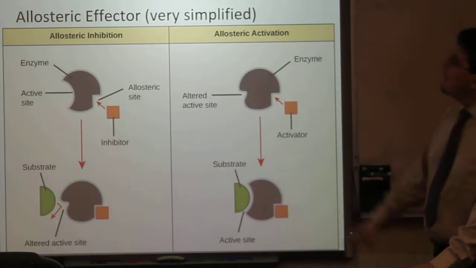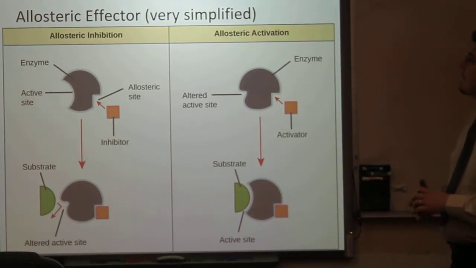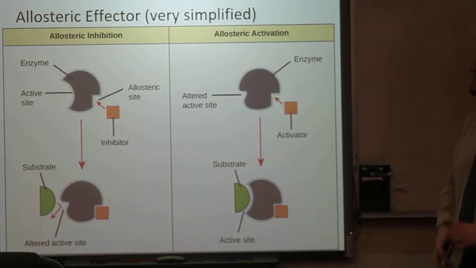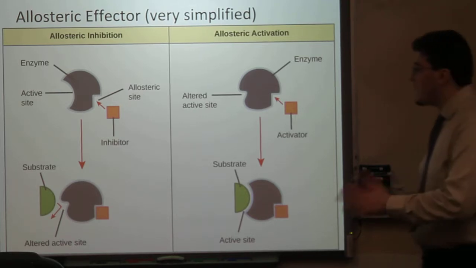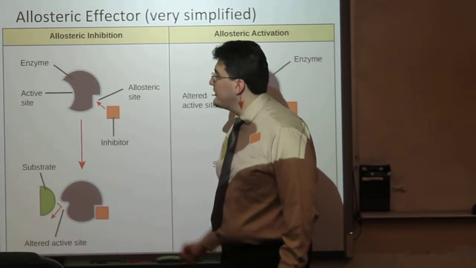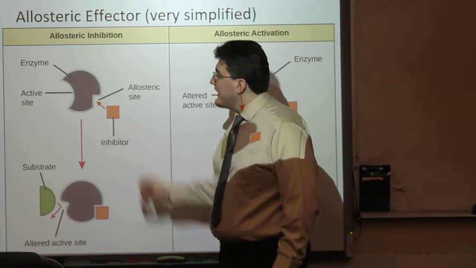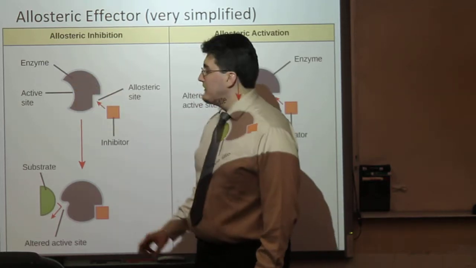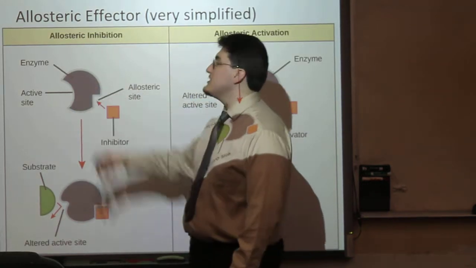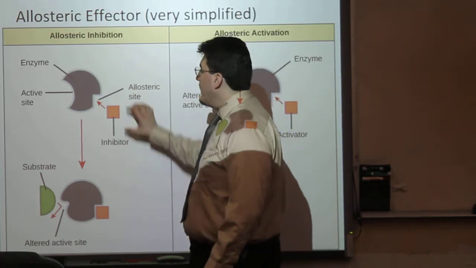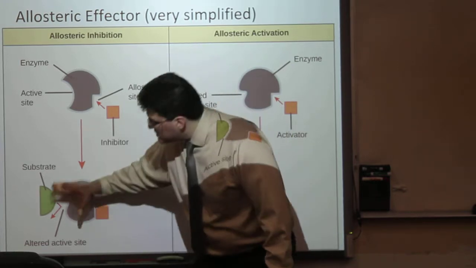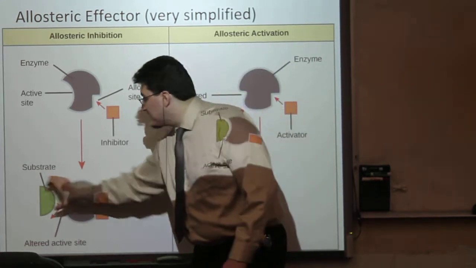Now, allosteric effectors. We have allosteric inhibition and allosteric activation. This is very simple. This is not a complex topic. We have inhibition here. We have our inhibitor, an allosteric site, an active site, and a substrate that could fit into this active site if it were allowed to, and our enzyme right here. If this inhibitor binds to this allosteric site, it will change the shape of the active site and the substrate cannot bind.